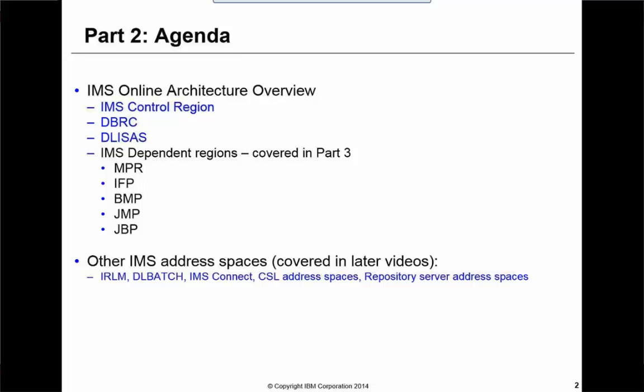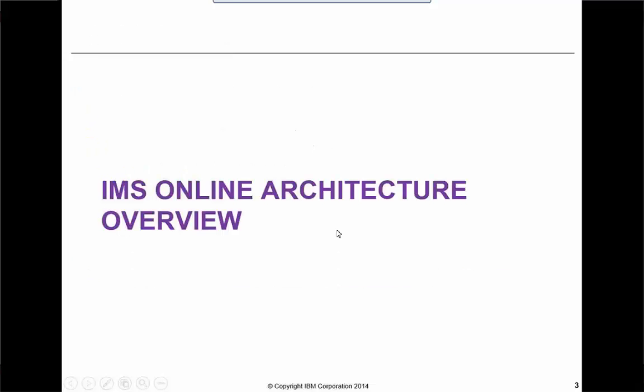Whenever programs execute, whenever they process data, they do so within an area known as the address space, or the region, if you will. And so we're going to be looking at these three address spaces: Control Region, DBRC, and DLISAS. So here's the IMS Online Architecture overview.